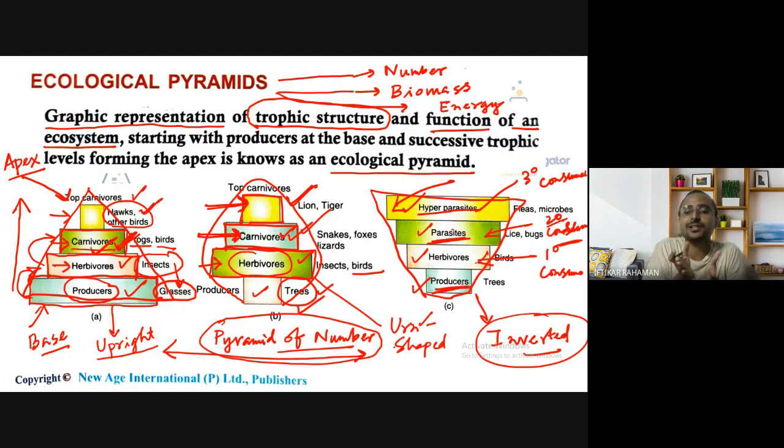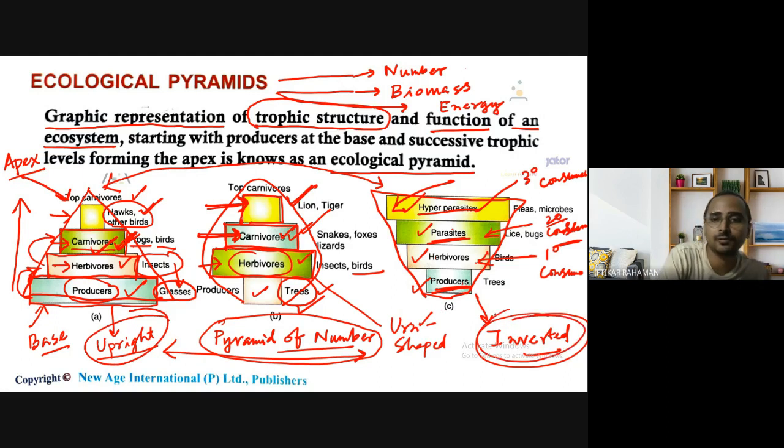So just like this, the number is increasing if we move from base to apex. That means it is the opposite of the previous one, right? These two are opposites. This is upright, normal, this is inverted, just opposite. This is pyramids of number.